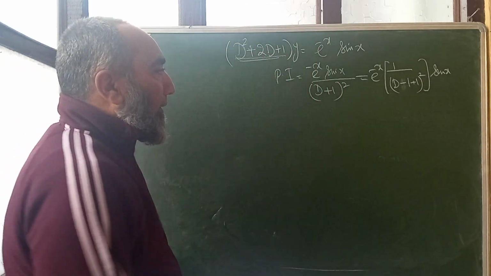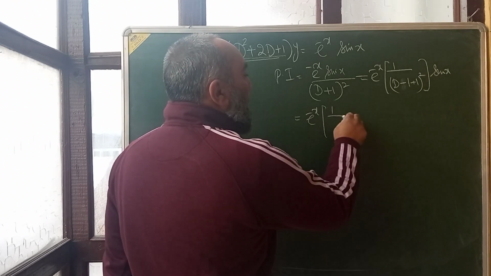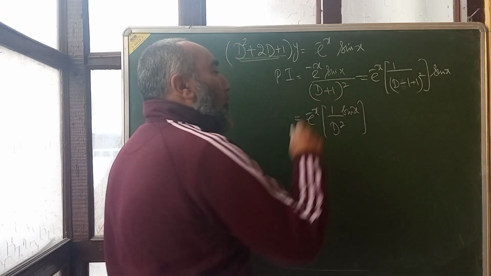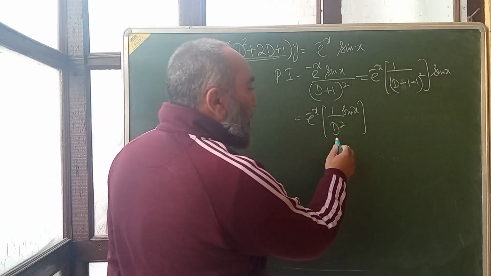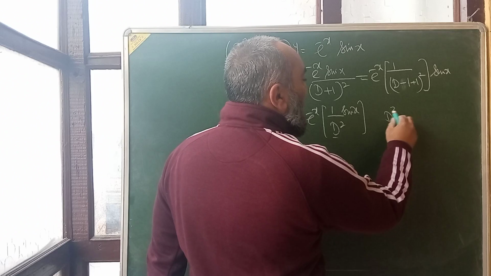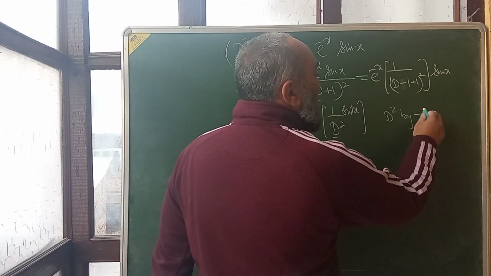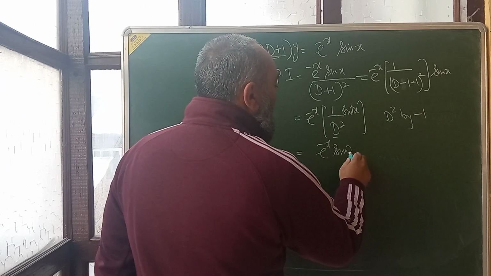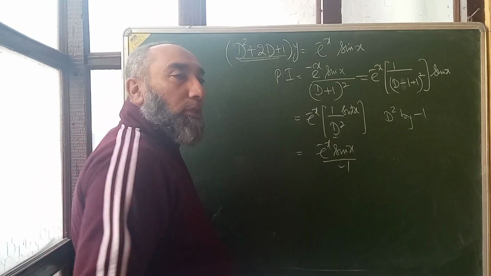So it is e raised power minus x, 1 upon D square, sin x. This means either you have to integrate sin x twice or you have to replace D square by minus a square. A is 1, so minus 1. So it is e raised power minus x sin x by minus 1. This is the particular integral. So the general solution is CF plus PI.